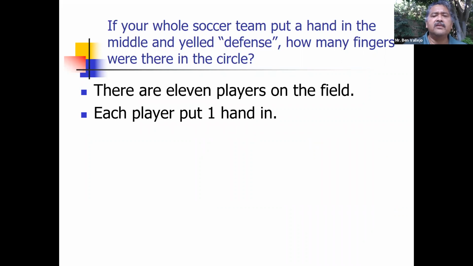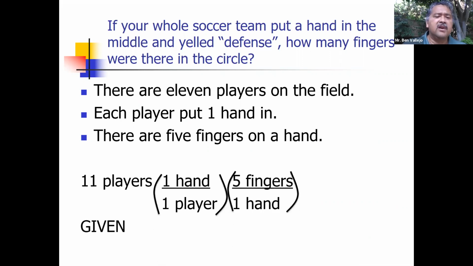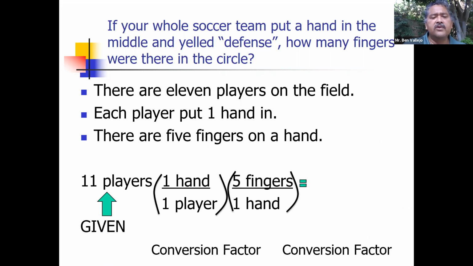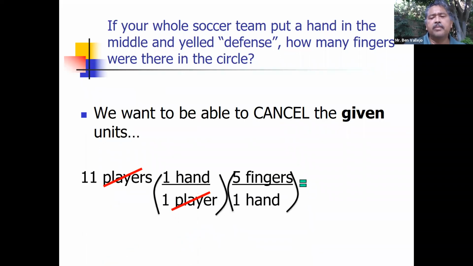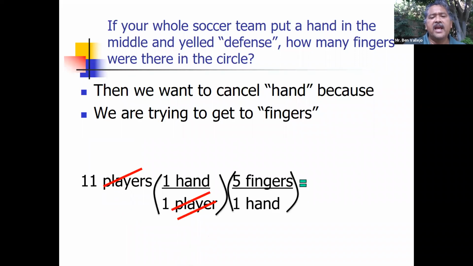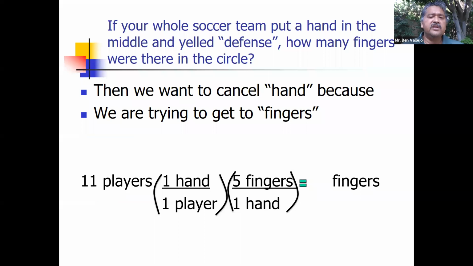So there are 11 players on the field, and each player put one hand in, and there are 5 fingers on a hand. These are all things we know. And so we start with what's given, and then we have used a couple of conversion factors. Here's one, here's the other. And so when we cancel all these things out, player, player, and hand, hand, then we get fingers. So as far as units go, we're set already. We got to fingers. But we got the fingers by canceling out player and canceling out hand.